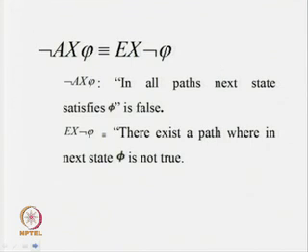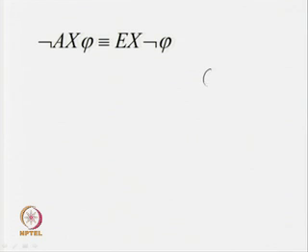Now, another one is related to the next state operator. So, what is the next equivalent formula? We are getting that not of A x phi is equivalent to E x not of phi. So, the first formula says that in all paths the next state satisfying phi is false. That means, in all paths phi is not true in the next state. The second formula says that there exists a path where in the next state not of phi is true. That means, phi is not true, and we will find that these two are equivalent. Again, just look into a particular model.